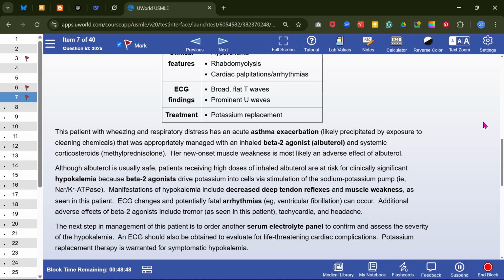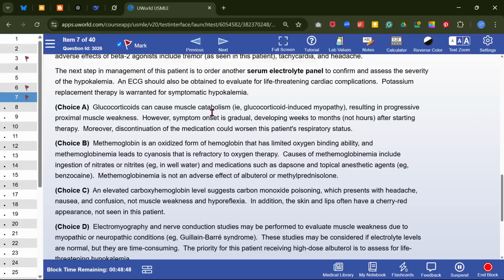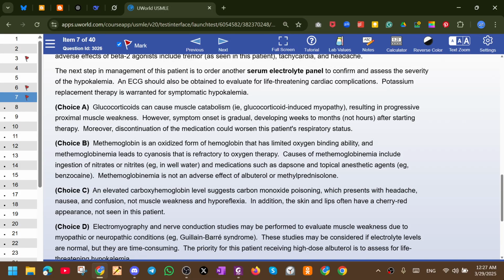The next step for this patient is to order a serum electrolyte panel to confirm and assess the severity of hypokalemia. An ECG should be obtained to evaluate for life-threatening cardiac complications. Potassium replacement therapy is warranted for symptomatic hypokalemia. Okay.